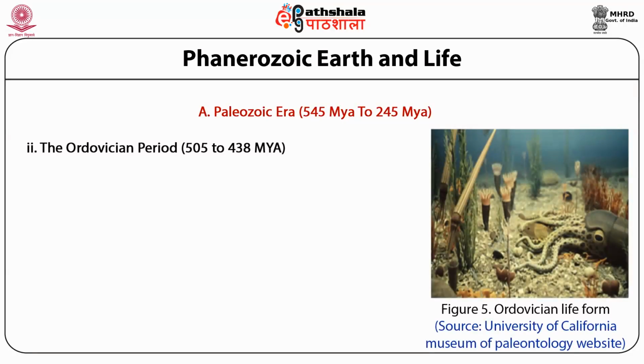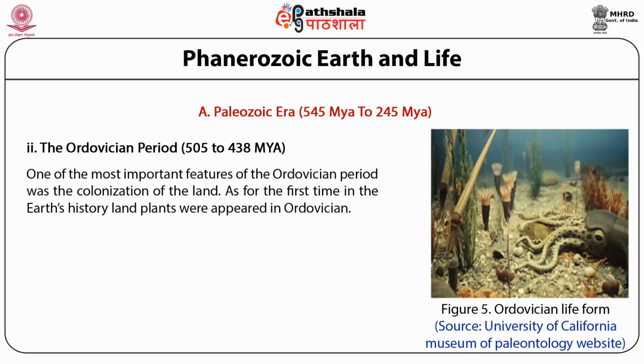Ordovician period. Ordovician is the second period of the Paleozoic era, lasting from 505 to 438 million years ago. The climate of the early and middle Ordovician was mild and warm, with high humidity in the atmosphere. However, the later part of the Ordovician was characterized by glaciation.